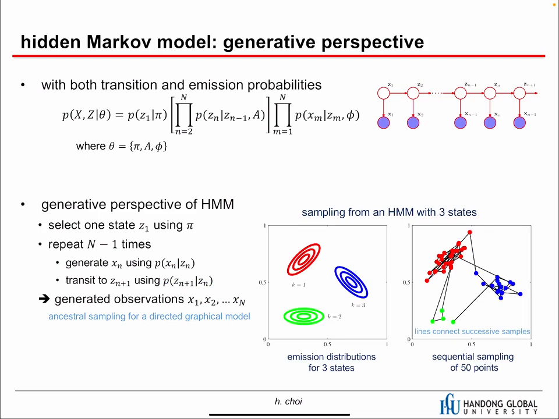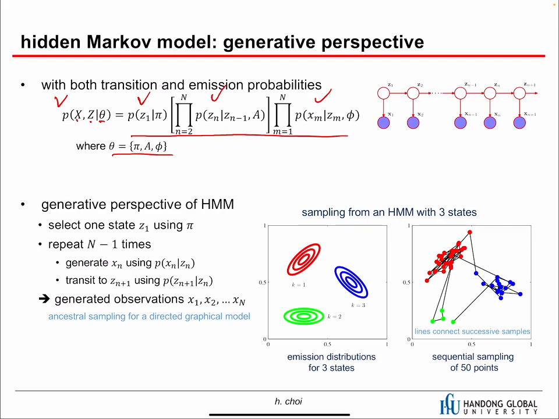Before talking about the three main problems in HMMs, I want to summarize the HMM architecture from a generative perspective. First, with transition and emission probabilities, the likelihood of the HMM can be defined by this: P of the observations and the latent variables given all the parameters. It is the first state, then the transition probability from n-1 to n, and the emission probability.